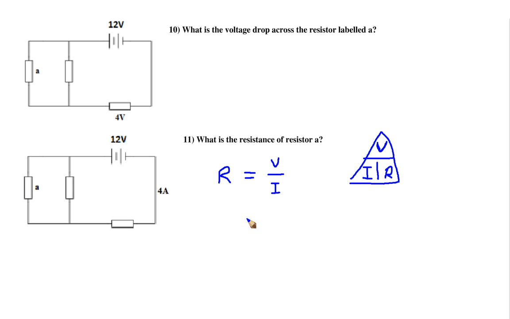voltage divided by current. And so in this case, we need to know what is the voltage drop across this resistor? What's the voltage drop here? And what is the current flowing through there?